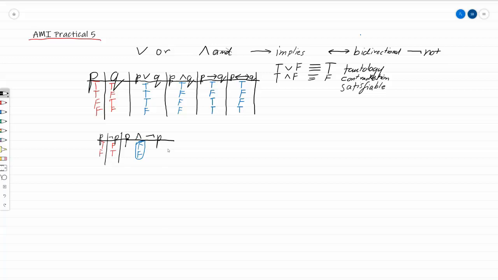So, jumping on into the practical now. Some of these are a little bit fun. First and foremost, one thing before we jump into some of the proofs is that P implies Q can sometimes be a little bit difficult to work with. When you have ors and ands, you can do some fun stuff with them. And when you have nots, they're a lot easier to work with.